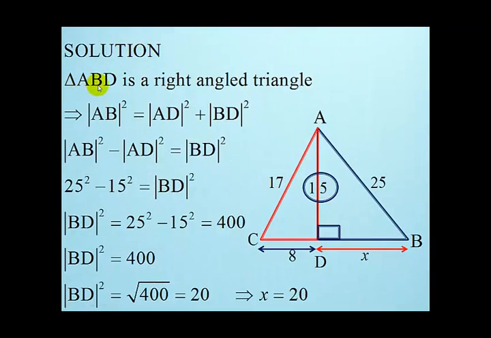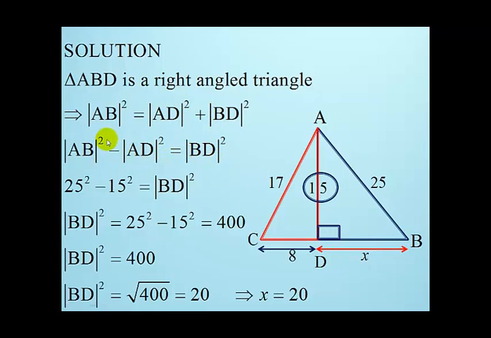Now let's look at the solution. Triangle ABD is a right angle triangle. That is, triangle ABD is a right angle triangle with a 90 degrees angle at D as shown. AB square is equal to AD square plus DB square. Because we are solving for DB or BD, that is x, we make BD the subject. That means that AD square on the right hand side becomes minus AD square on the left hand side, and this is equal to BD square.